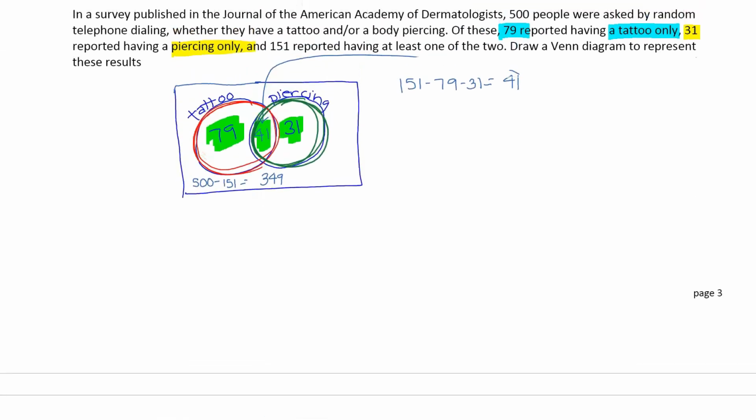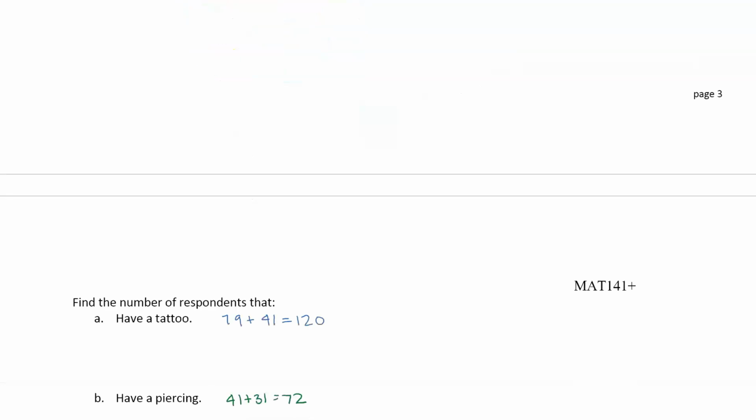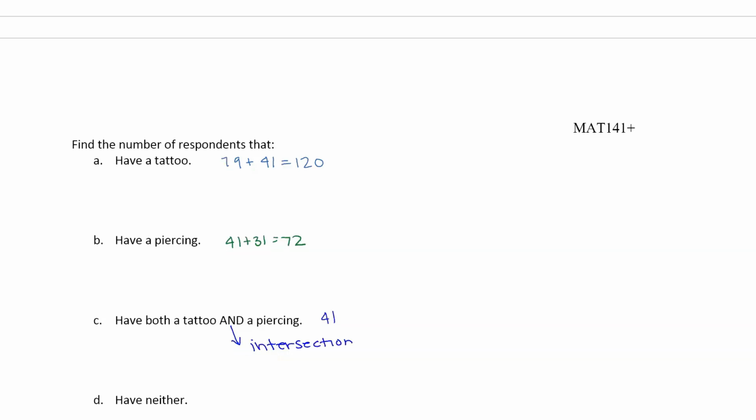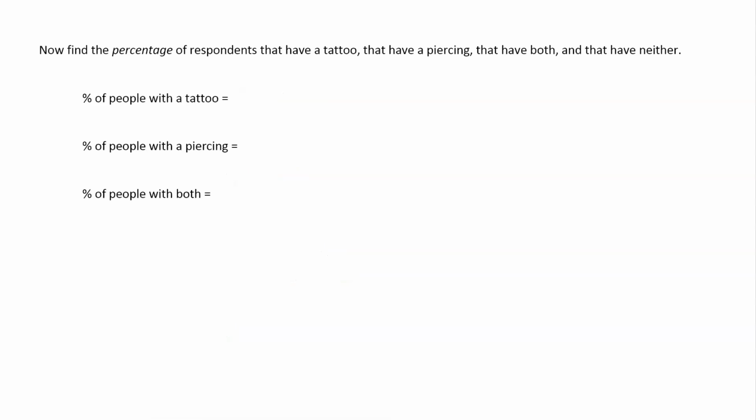The next question asks, how many respondents have both a tattoo and a piercing? There's that word, and. When we see the word and, we think intersection. So look at the intersection of our Venn diagram, and we get 41. So 41 respondents have both. The final question asks for the number of respondents that have neither. We already figured that out. That's 349 people.